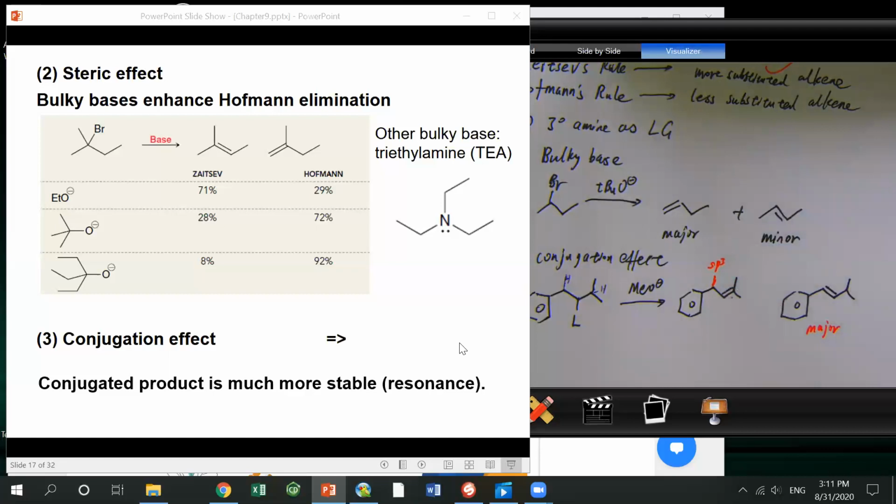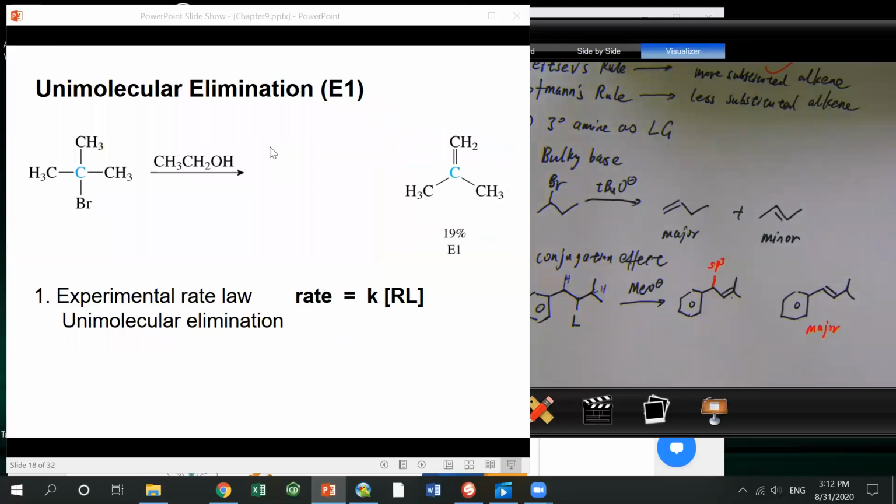For you guys, just keep in mind these three situations when you draw the E2 elimination product. If you have a tertiary amine or a bulky base, you get the Hofmann product, that is the less substituted alkene. If there is the possibility of a conjugated system, that is also an exception to the Hofmann product.